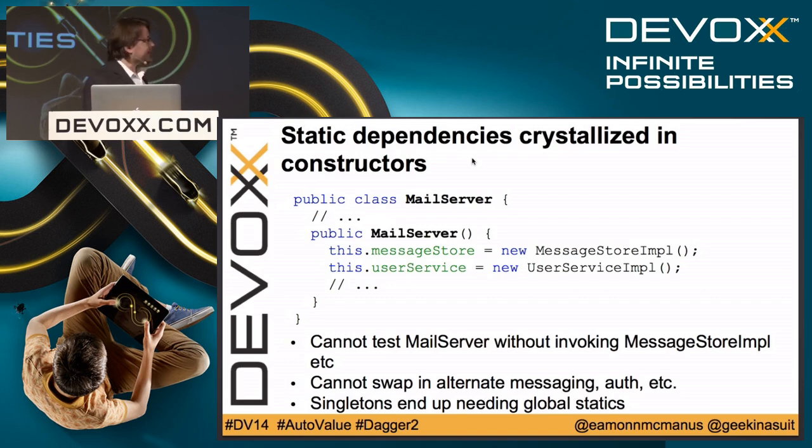If you look at mail server in this example, mail server owns the creation and the lifecycle of its dependencies, and that's fundamentally the problem. You can't test mail server without accidentally testing all of its dependencies. You can't swap in alternatives.